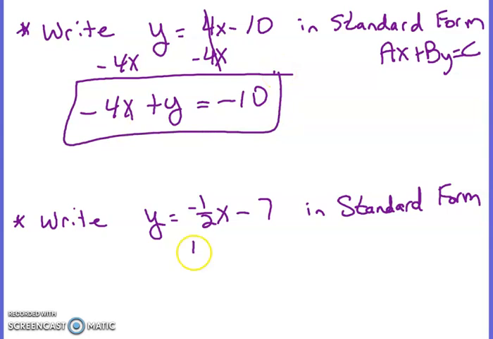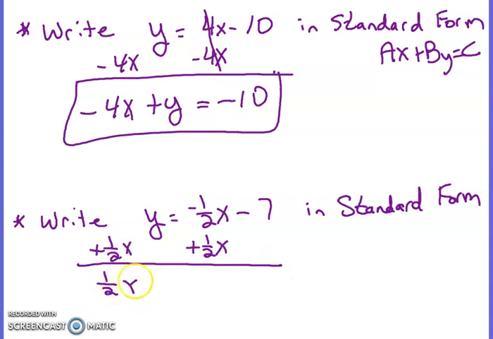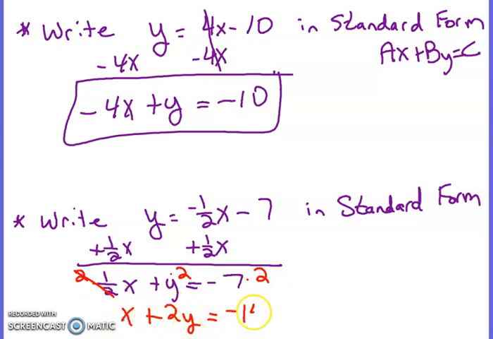So this one right here, I'm going to add 1/2 x to both sides. And so I have 1/2 x plus y equals negative 7. Is that standard form? Well, not quite. It almost is. Remember, you have to have integers. You can't have a fraction here, so you're going to simply multiply everything by 2. So now this becomes x plus 2y equals negative 14. Now that is in standard form.